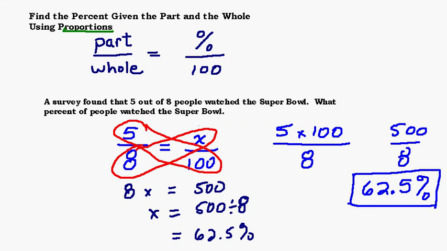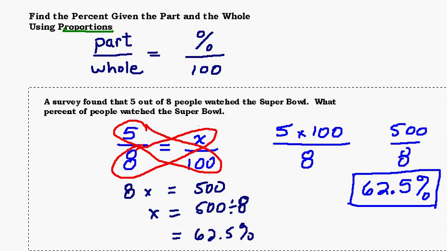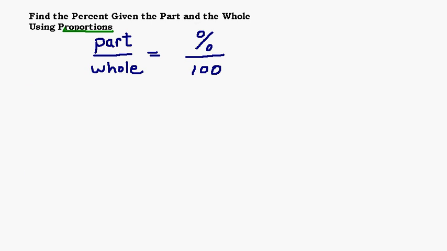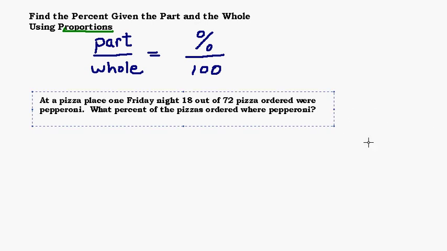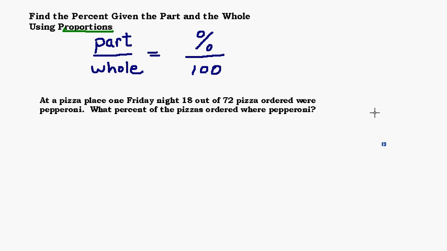Okay, let's have you guys try another one. And on this one, I would say that, well, let's do this one first where you don't have to use a calculator. Well, you might want to use a calculator. The last one, you absolutely want to use a calculator. At a pizza place one Friday night, 18 out of 72 pizzas ordered were pepperoni. What percent of the pizzas ordered were pepperoni? So we want to figure out the percent. Go ahead and pause the video and try this one on your own.